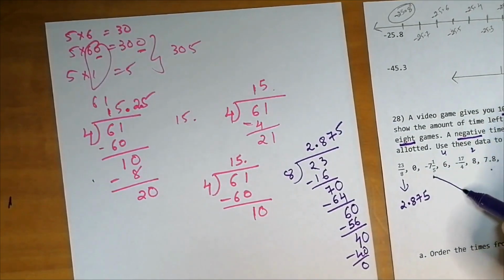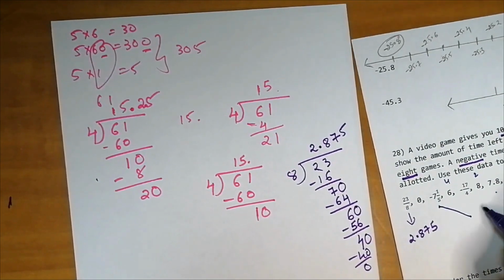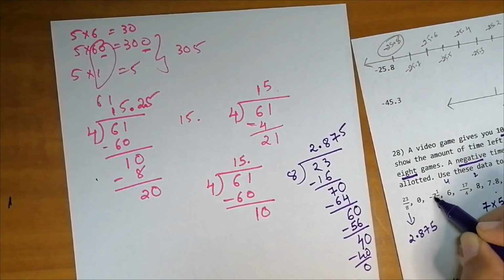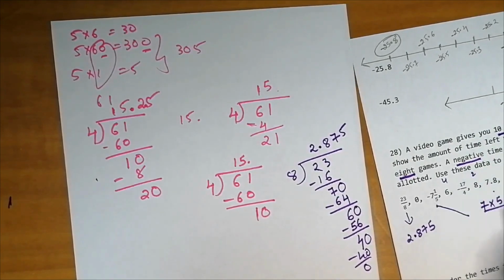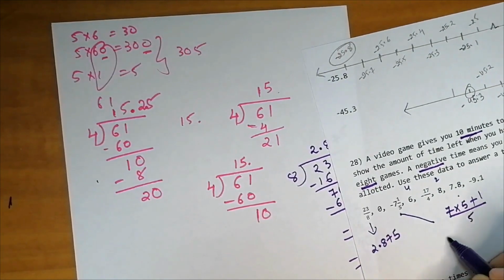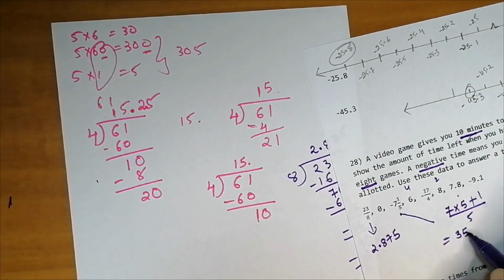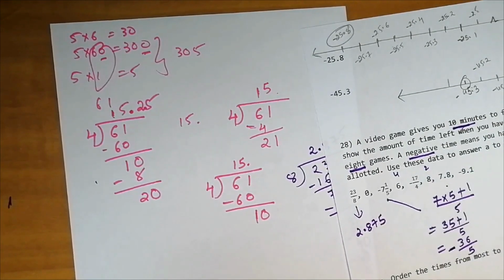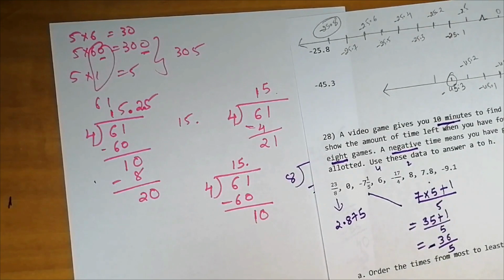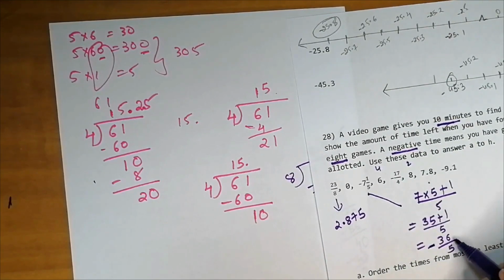Then let's convert this one. So this is 7 times 5, right? A times C plus B over C, right? So this is 7 times 5 is 35 plus 1 over 5, which is 36 over 5. And this is our negative number, right? 6, we don't need to do anything. This is 36 over 5.